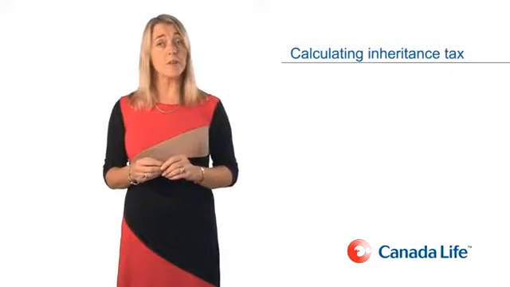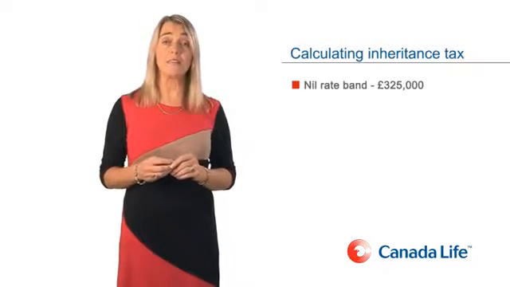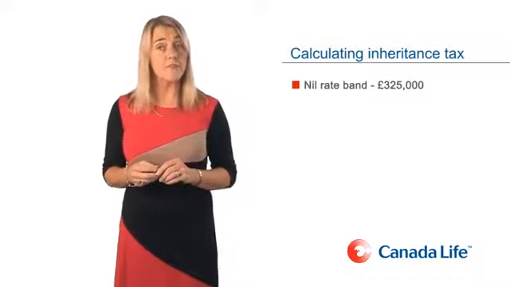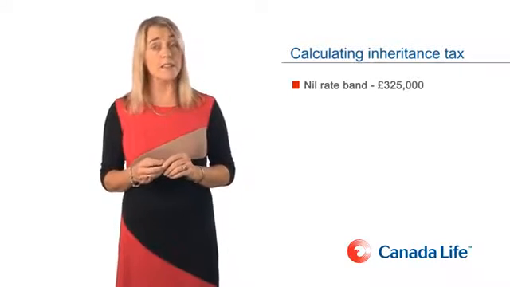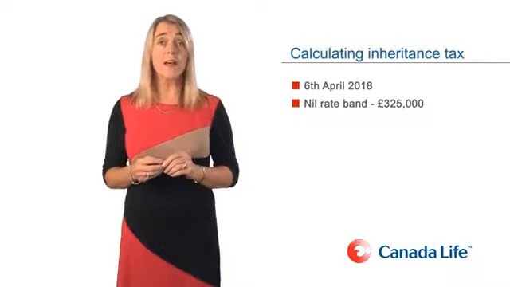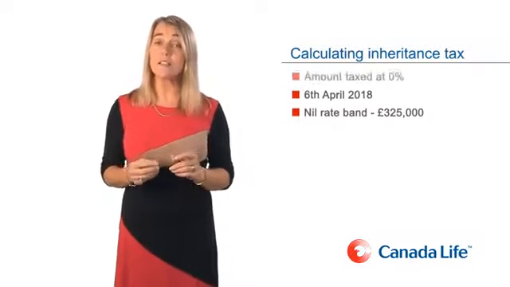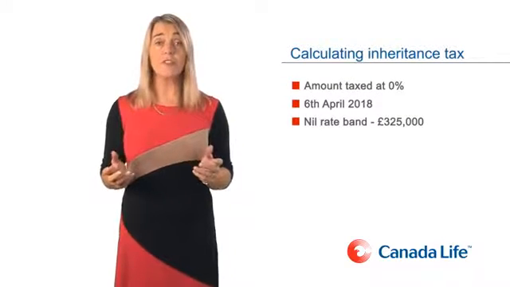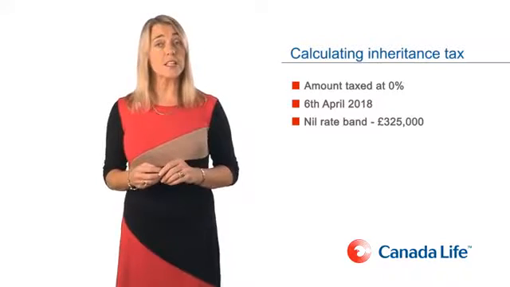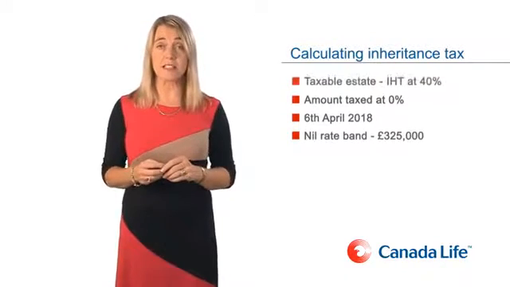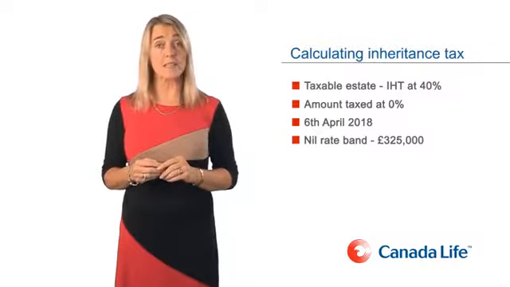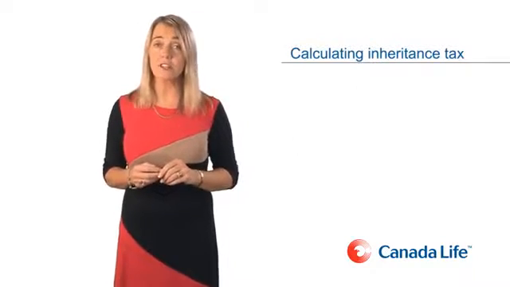The next step is to deduct your nil rate band. The nil rate band is currently set at £325,000, and it will remain at this level until at least the 6th of April 2018. And this amount is taxed at 0%. Every individual is entitled to a nil rate band. This calculation will give you your taxable estate, which is then liable for IHT at 40%. So let's look at a calculation.